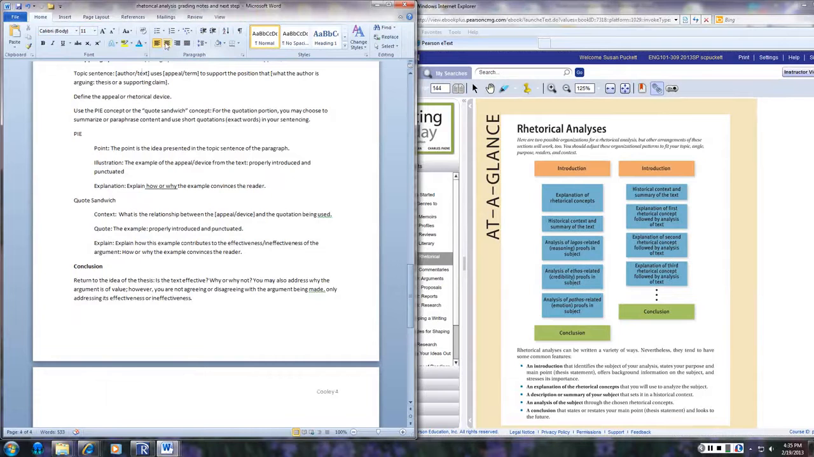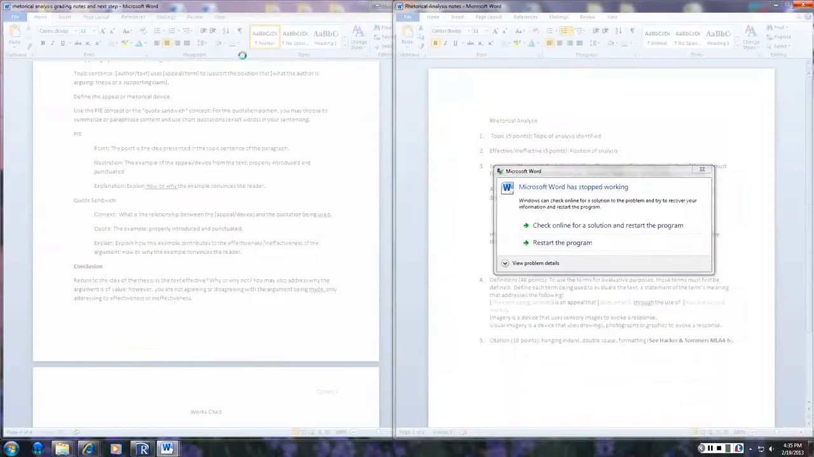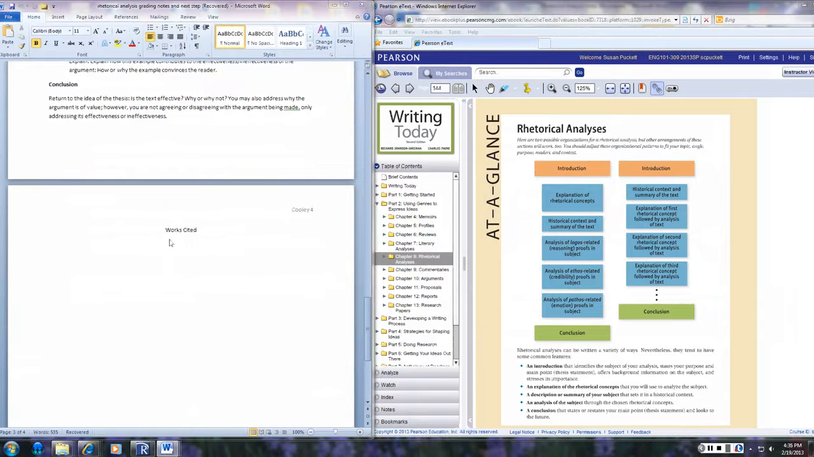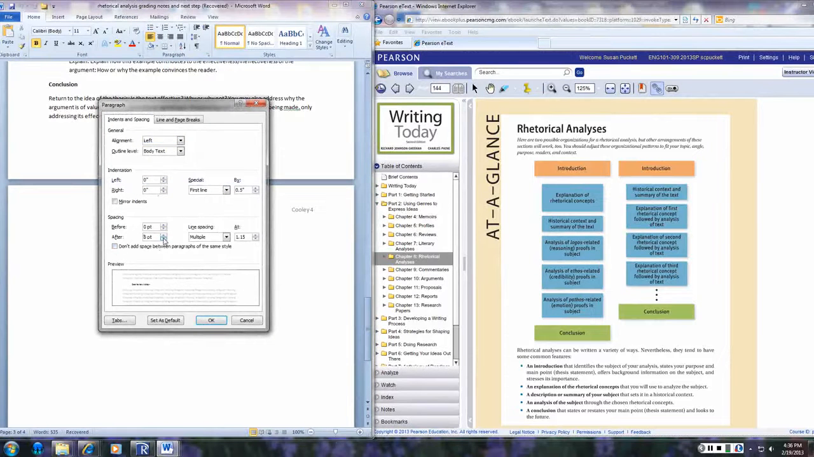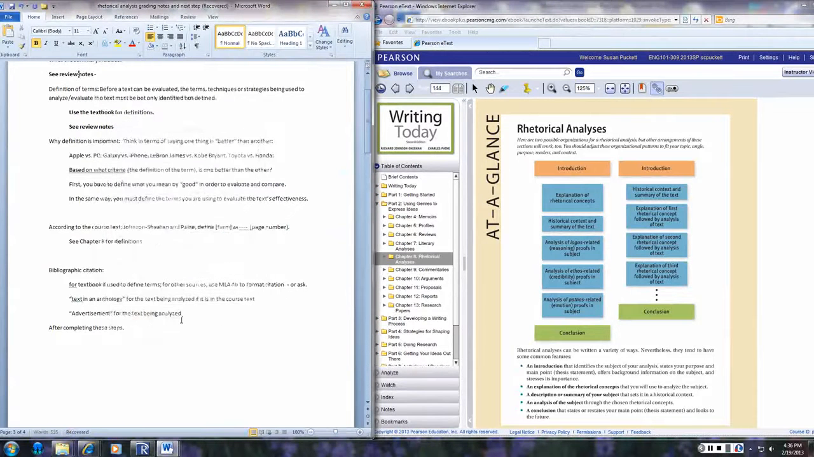Now the title Works Cited is supposed to be centered, so I want to center it. And then I want to make sure, and this is an issue for some people, so pay attention. So you've centered it. When you go to paragraph formatting, make sure that you have zero space. Make sure that your line spacing is at double. And then in order to have the hanging indent, you set that here. Say OK. And then your indent should be in place.